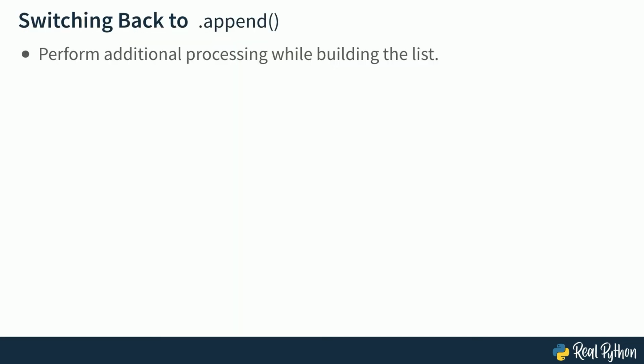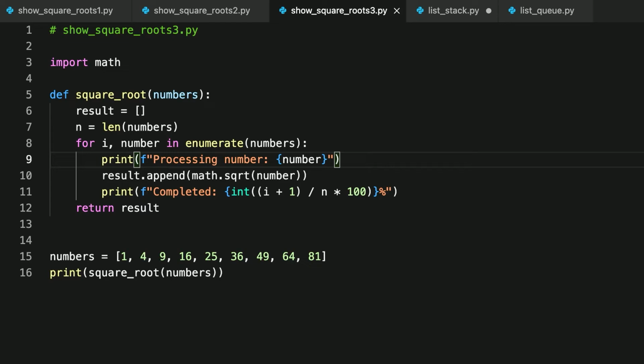Remember, you're not only building a list, but doing additional tasks while the list is being populated. Here's an example. In this case, you want to keep track of how far along the loop is progressing as it computes the square roots. In this example, you want to create a list of square roots from a collection of numbers, but you also want to display where in the process each step is at.